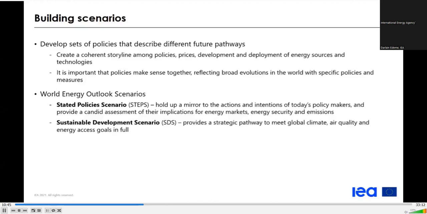Another scenario, which comes from a normative approach, is the Sustainable Development Scenario. It provides a strategic pathway to meet global climate goals, air quality, and energy access in full. So here the idea is to say what shall be the pathway if we want to have universal access by 2030, if we want to be aligned with our climate and air quality goals.